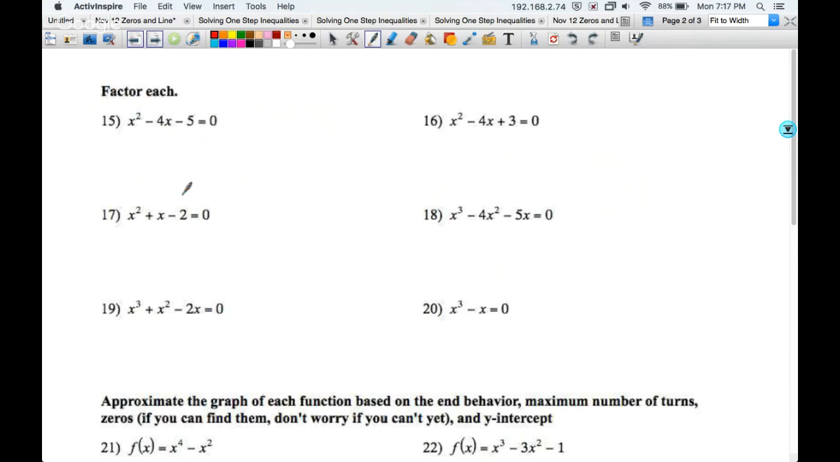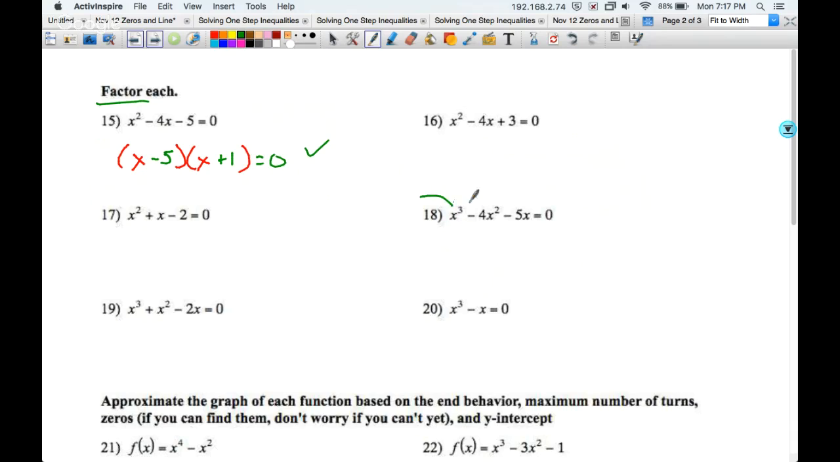All right, factoring. Well, I put in some simple factoring just to make your lives a little bit easier. Two numbers that multiply to be negative 5, but add up to negative 4. That's going to be a negative 5 and a positive 1. And this is factored. That's all it tells us to do. We're done.